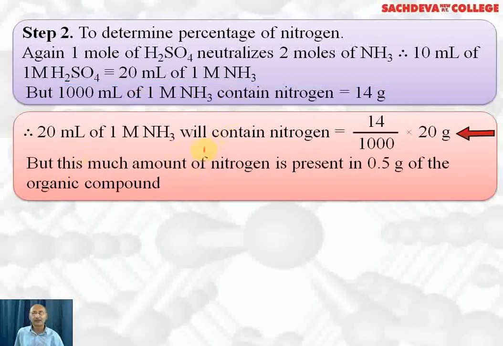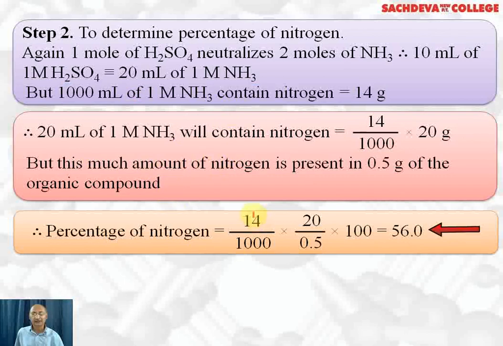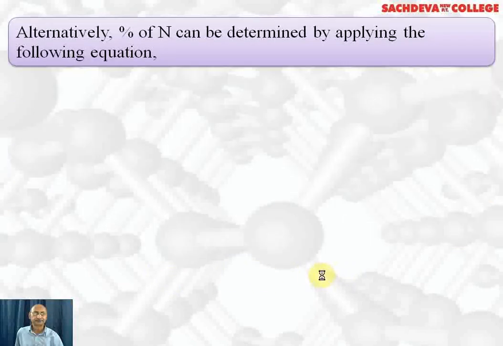20 ml of 1 molar ammonia will contain 14 by 1000 into 20. But we have only 0.5 gram of organic compound. So percentage of nitrogen will be 14 by 1000 into 20 divided by 0.5 into 100. This comes out to be 56%.